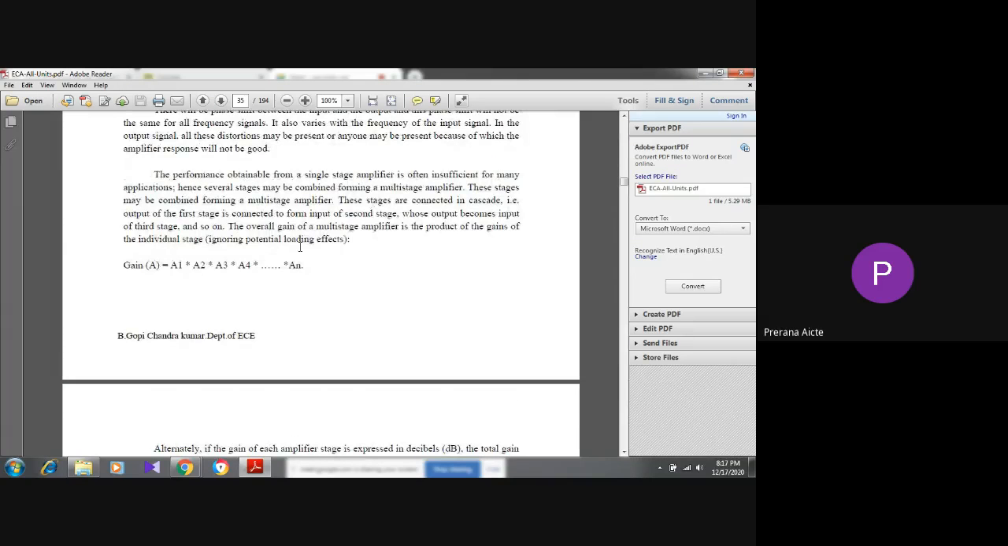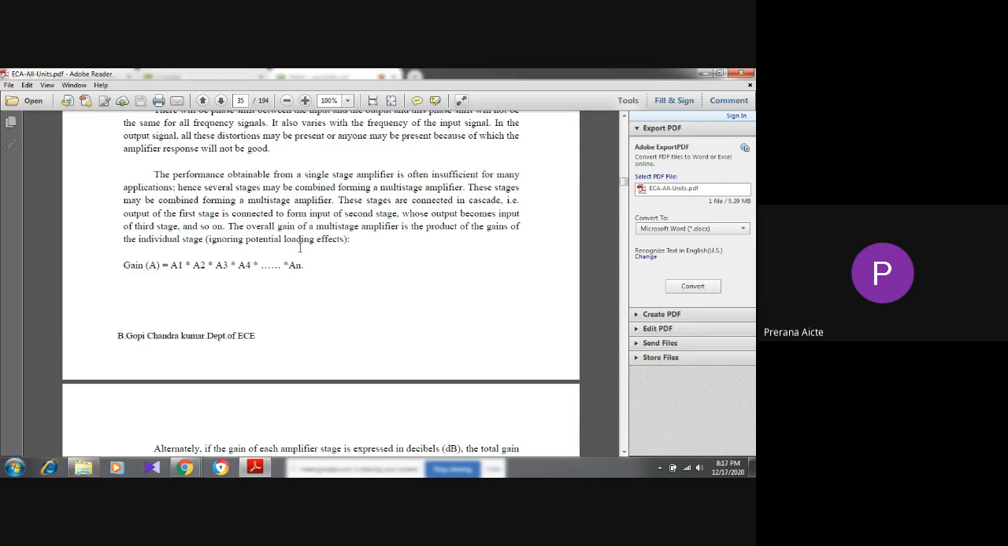In multi-stage amplifiers, we can combine any number of stages, two or three or four, and these stages are connected in cascade. Cascade means the output of the first stage is connected to the input of the next stage. The overall gain of a multi-stage amplifier is the product of the gains of the individual stages.